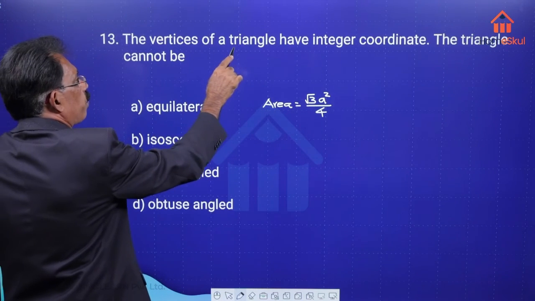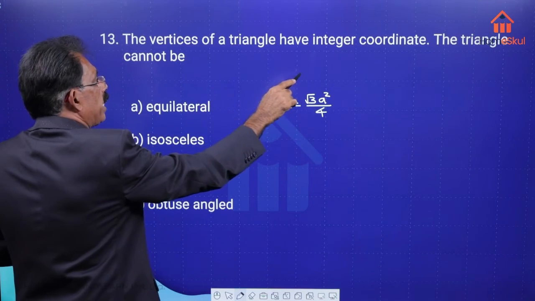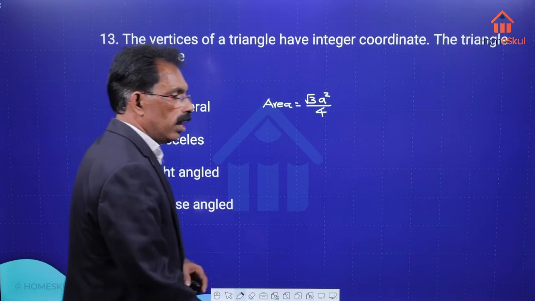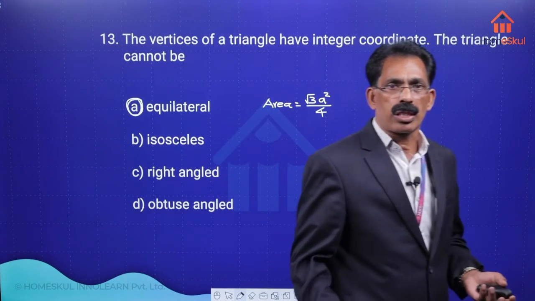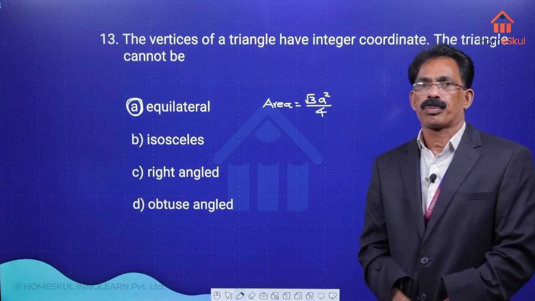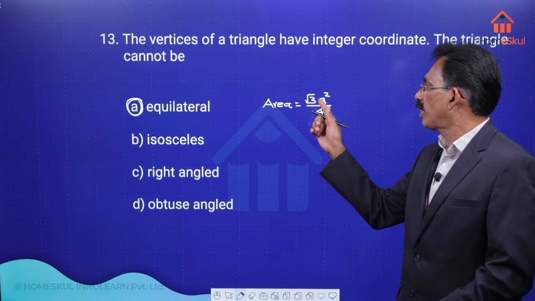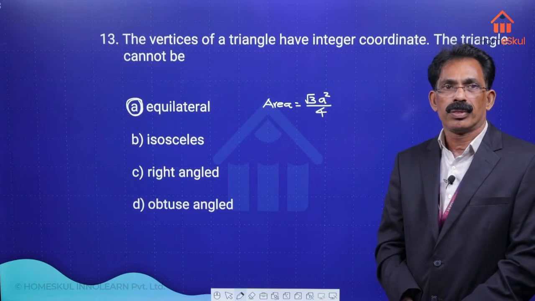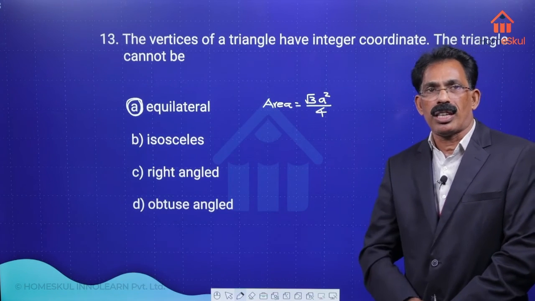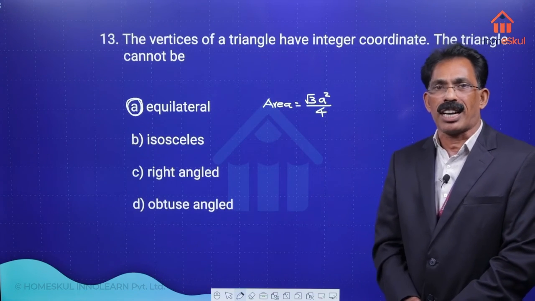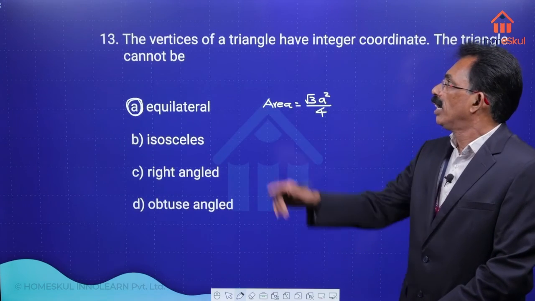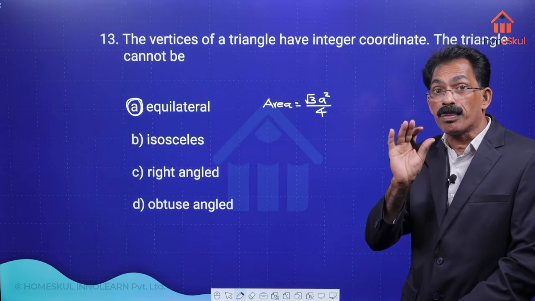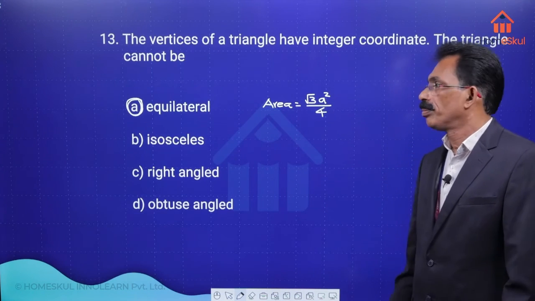The vertices of the triangle have integer coordinates. The triangle cannot be an equilateral triangle. At least one of the values is irrational, because the area formula, root 3 S square by 4, is an irrational number. S square is fractional, S square by 4 there, and root 3 is irrational. Because the triangle has integer coordinates, definitely this triangle is not equilateral.